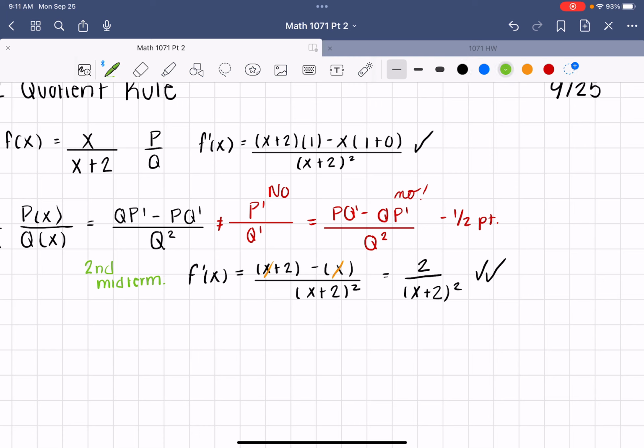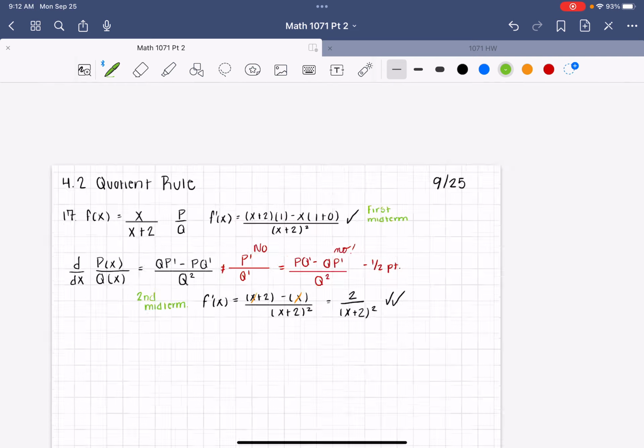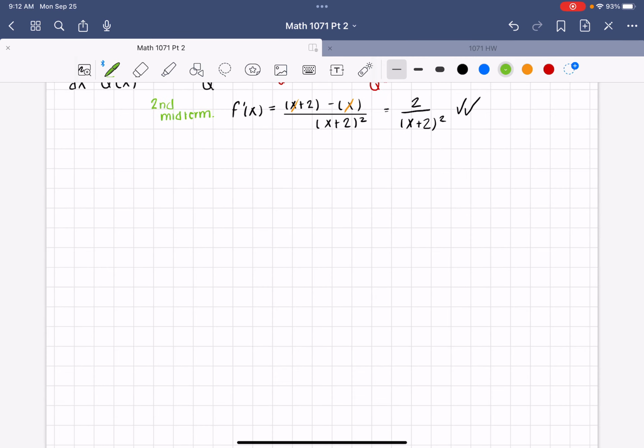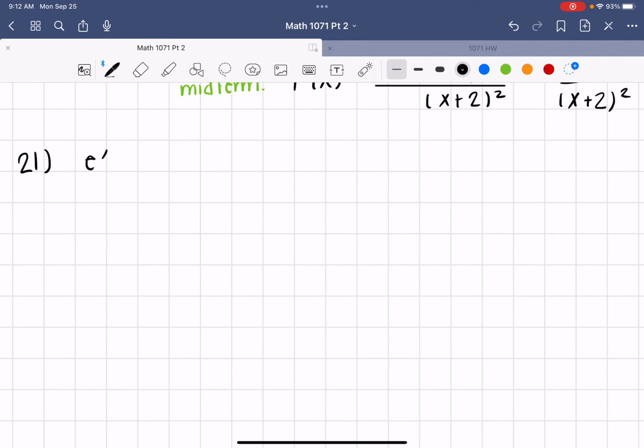Number 21. Here we have f of x is equal to e to the x over x minus 2. Okay. Remember, e is that funny function which is its own derivative.